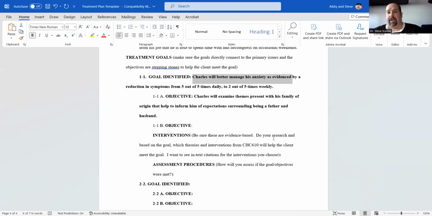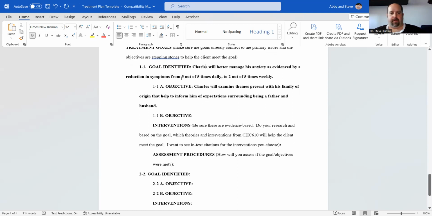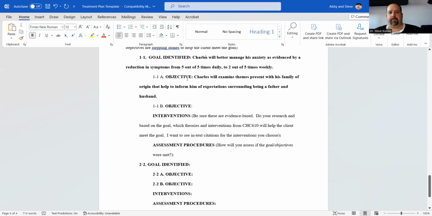But let's say you diagnosed with something unique, or even just depression. The goals, especially the first goal, should not speak to anxiety or something completely otherwise. The goal should link to the diagnosis in some way. So we'll manage his anxiety as evidenced by a reduction in symptoms from 5 out of 5 times daily to 2 out of 5 times daily. So we want to see a decrease in anxiety related symptoms.